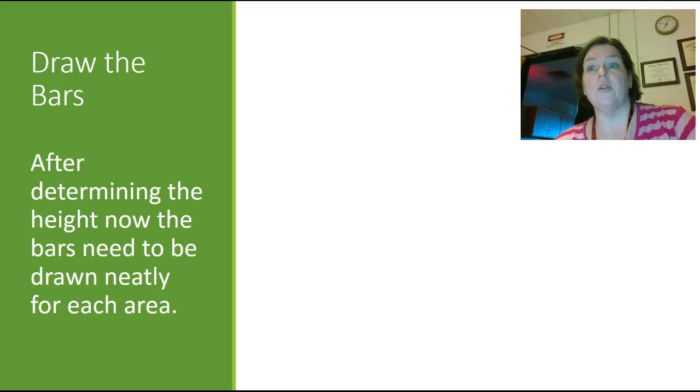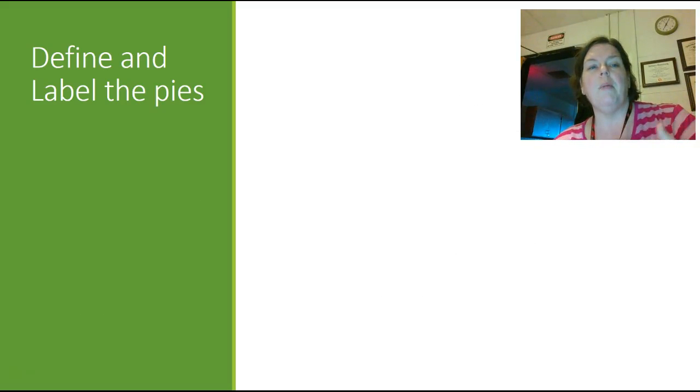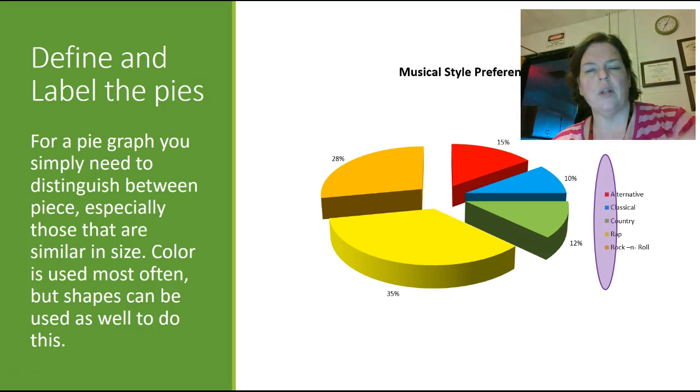Okay, draw bars. So for a bar graph, we have to draw bars. So we literally draw the bar to the height that we prescribed before. For a pie graph, we define those pies. So each pie needs to be somehow defined. In this case, we're going to use color. Sometimes we can use shapes or little designs, but we want to define that a little bit so that we know that alternative is red and classical is blue and rock and roll is orange. We want to be able to see that very easily. So we have to define those pies a little bit more to give us more information.